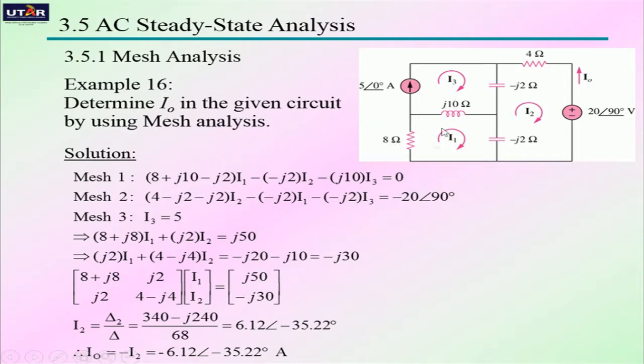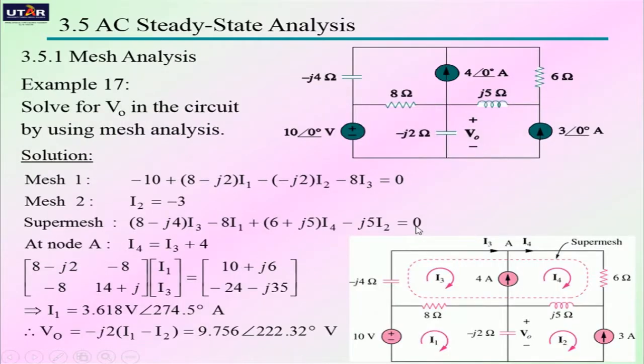By using mesh analysis, we can see that there are three meshes here: mesh I1, mesh I2, and mesh I3. We can find current I0, which equals 6.12 magnitude, negative 35.22 degree ampere. So this is another example of mesh analysis. In this case, a supermesh is involved. After performing mesh analysis, voltage V0, which is the voltage across the capacitor, negative j2 ohm, can be found as 9.756 magnitude, 222.32 degree volt.